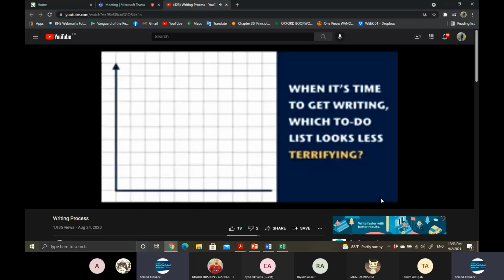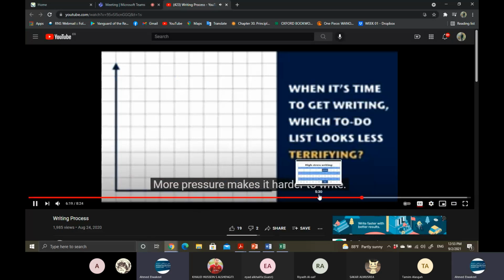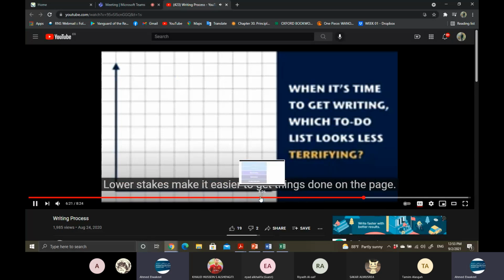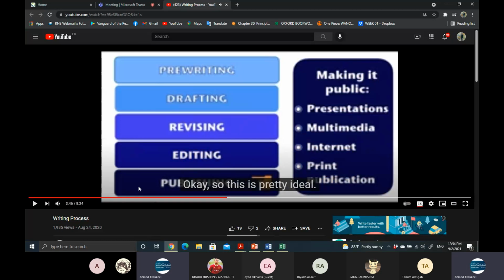Writer's block can come from a lot of factors, okay. But one of them is the amount of pressure to complete a project. More pressure makes it harder to write. Lower stakes make it easier to get things done on the page. Think about it. Before jumping to that, we just need to stick to these five major steps.